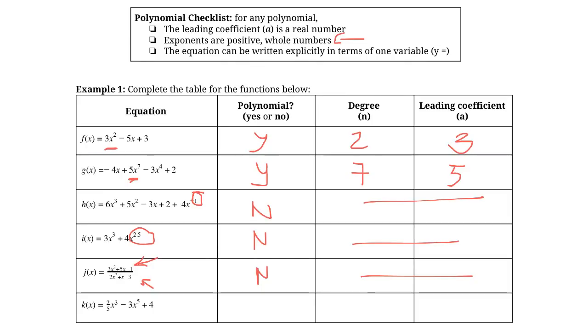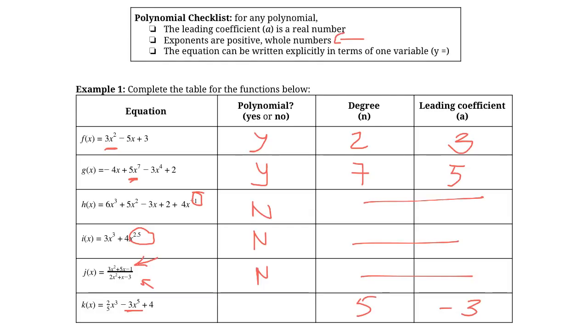Last one, k of x. Polynomial or not? Well, let's look at our exponents. 3, 5, and that 4 has an exponent of 0, basically x to the 0. Is that a polynomial? Well, let's look at our checklist. The leading coefficient is a real number. What's the leading coefficient, first of all? Looks like it's attached to this one, -3, right? What's the degree? It's the highest power, which is 5.